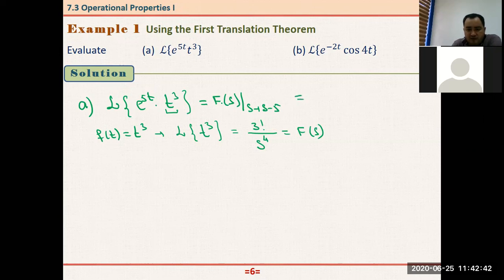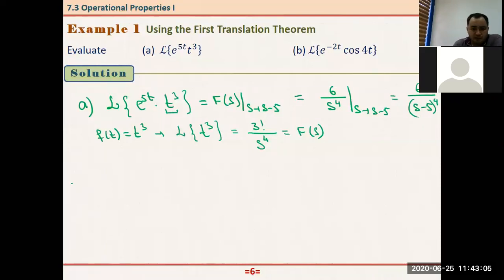What is capital F of S? It is equal to 3 factorial, which is 6, so I have here 6 over s to the power 4. But s should be replaced by s minus 5, which gives 6 over s minus 5 to the power 4.